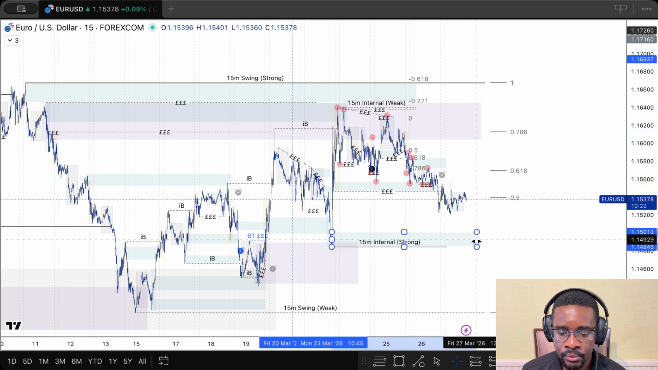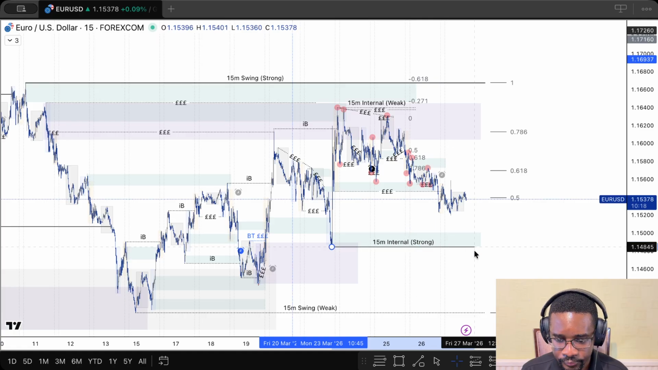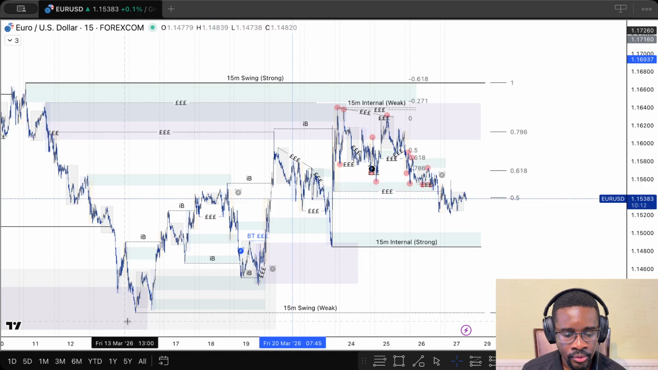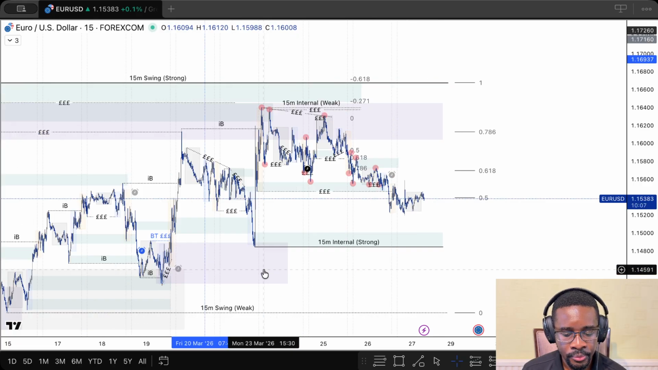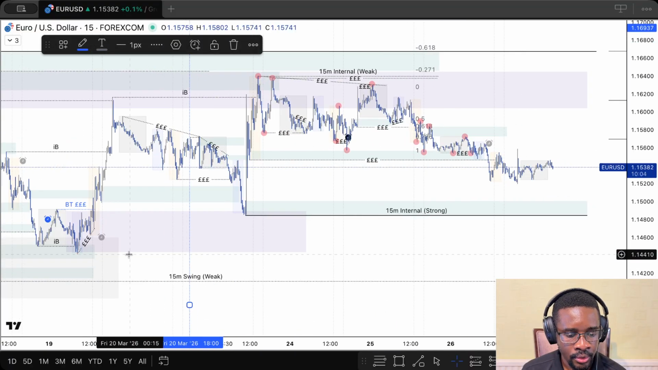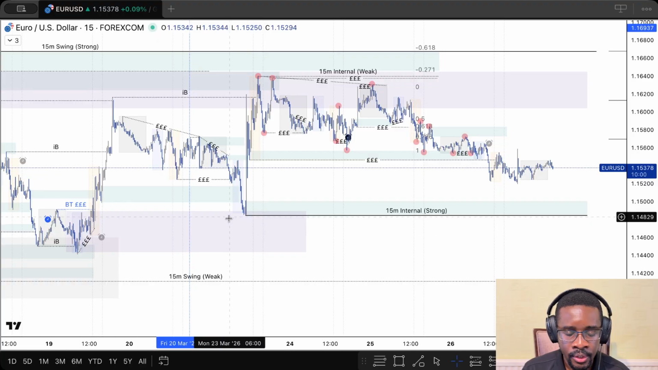So the only pure high that we have available is this one at the extreme of the internal range. And then all of these other areas, we could view them as possible areas of liquidity that could be taken. So here we do have trend line liquidity right there.